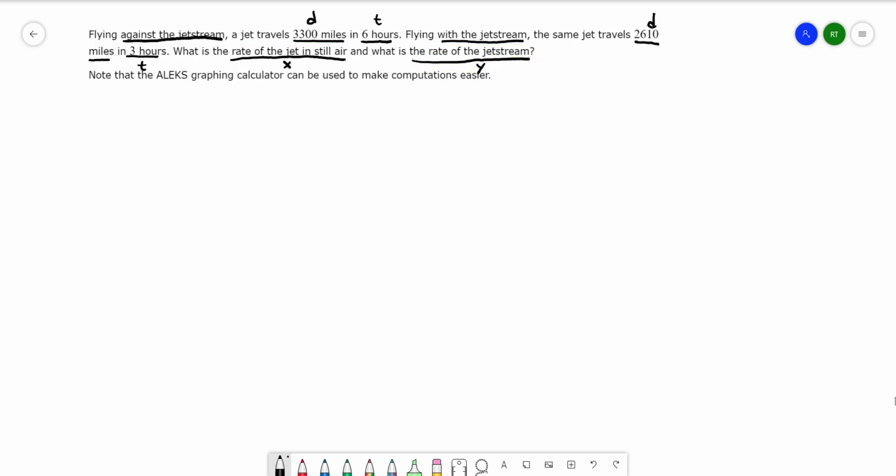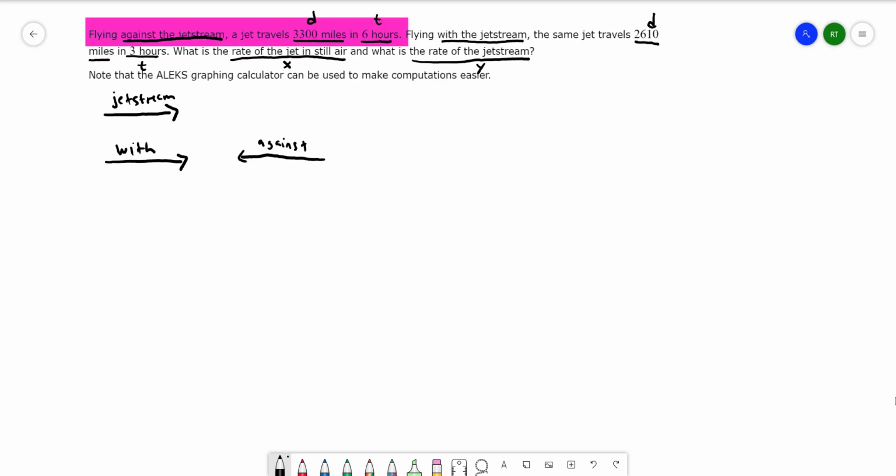And what I'm going to do now is just go over the jet stream, what they mean. Think of the jet stream as the force of the wind, what's happening. So let's say that the jet stream is going in this direction. That's the jet stream. Well, if I'm going in the same direction as the jet stream, that is with the jet stream. And if I'm going the opposite direction, that's against. So when they say in the first sentence flying against a jet stream, I'm going to use that in this information here where it says against. So I'm going to put that now.